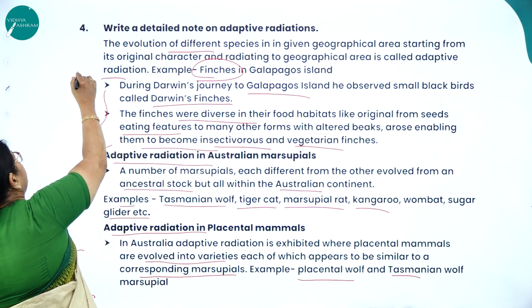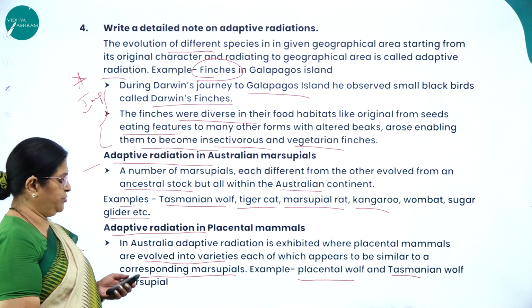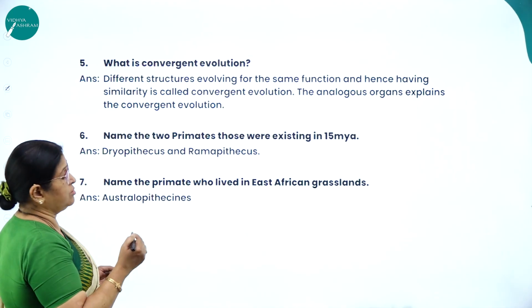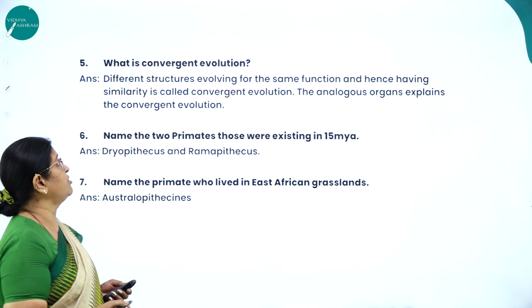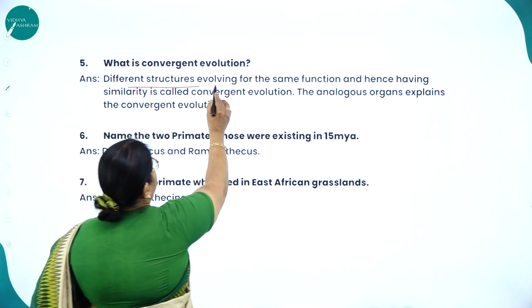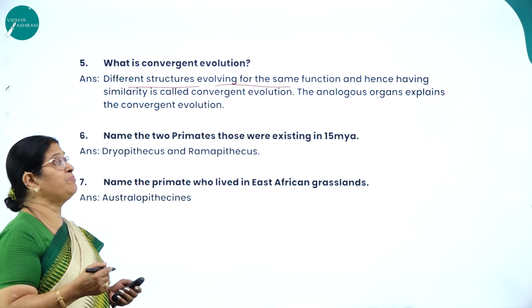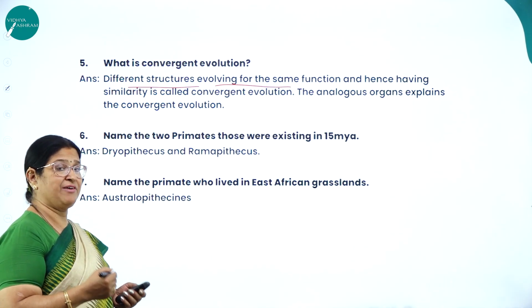So this is a very important question from the examination point of view. Next, what is convergent evolution? Already I told you. What is convergent evolution? What example can you give? Analogous organs. So different structures evolving for the same function. Analogous organs are an example for convergent evolution. Homologous organs are an example for divergent evolution.